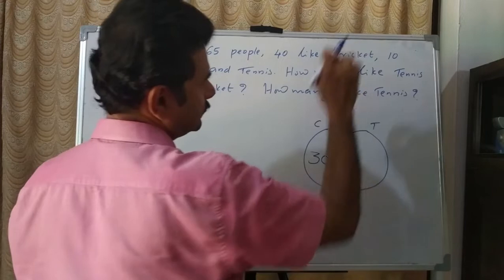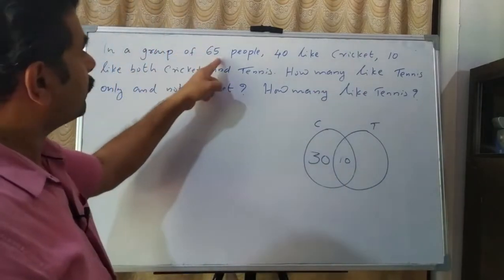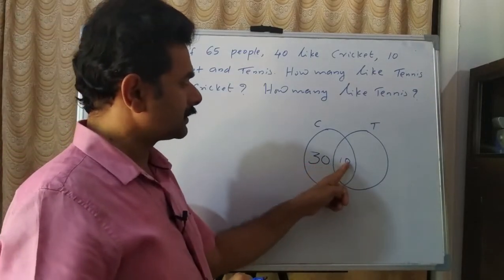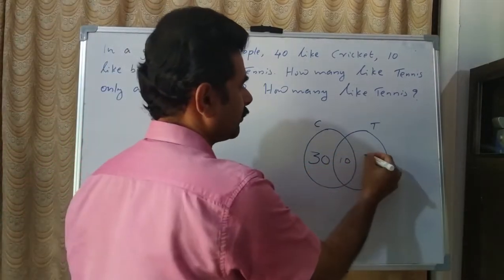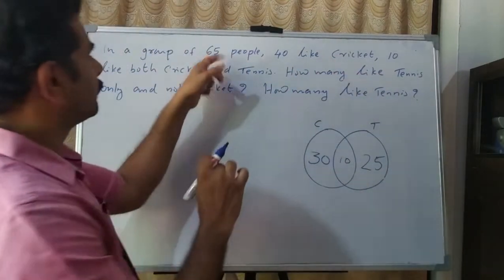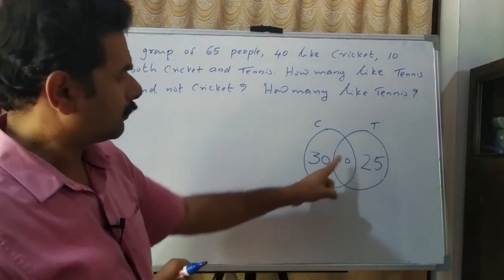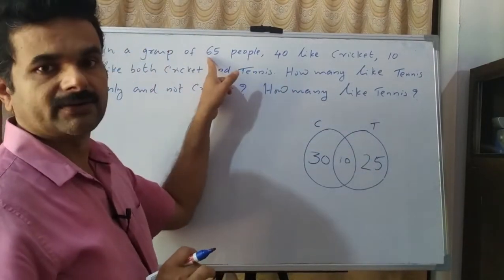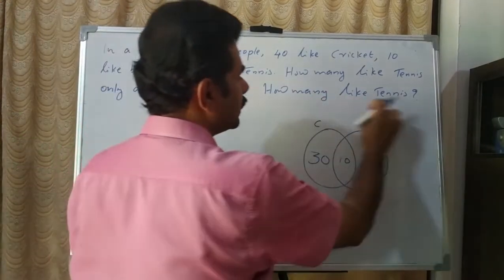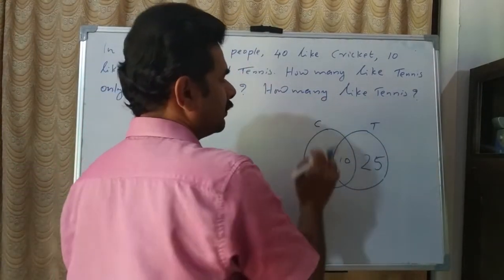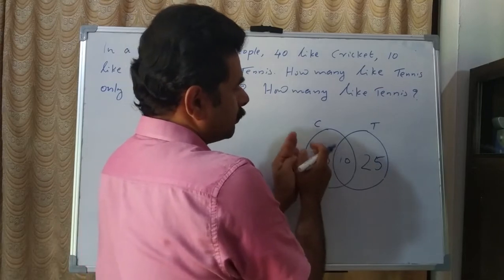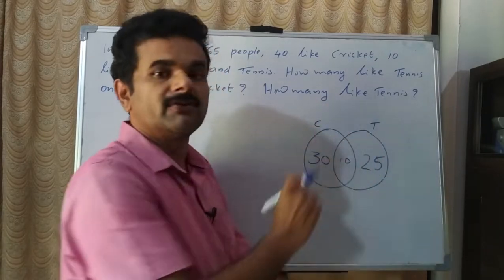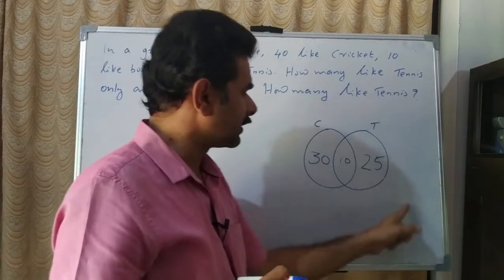Again, how many like tennis only and not cricket? See, there are 65 people. 30 plus 10 is 40, plus 25 is 65. Clear? Okay. So there is no need of making a universal set because the join of both C and T themselves acts as a universal set. So there is no need of drawing this box.